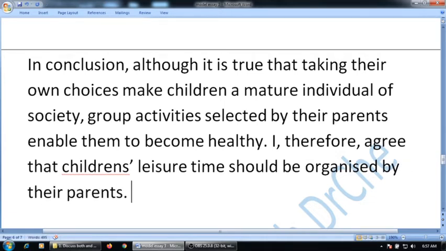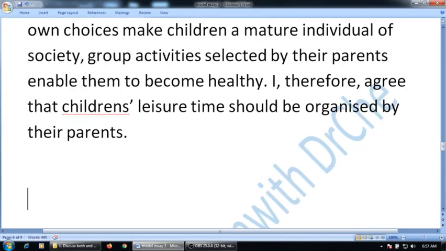parents. In conclusion, although it is true that taking their own choices make children a mature individual of society, group activities selected by their parents enable them to become healthy. I therefore agree that children's leisure time should be organized by their parents.